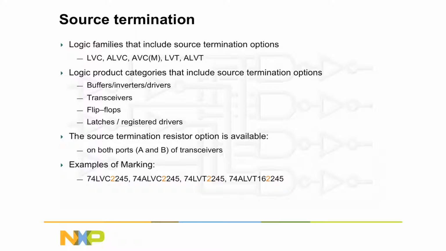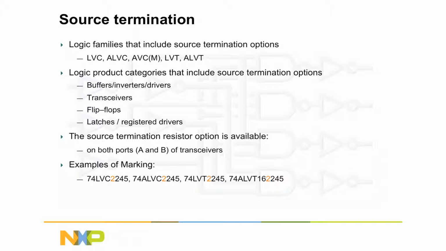NXP's advanced low-voltage BiCMOS LVT and ALVT families and advanced low-voltage CMOS families LVC, ALVC, and AVCM all include source termination as an option. Many of NXP's 8-bit, 16-bit, 32-bit products include source termination as an option. These include buffers, inverters, drivers, flip-flops, latches, register drivers, and transceivers. When source termination is included on a transceiver device, it is included on both ports.